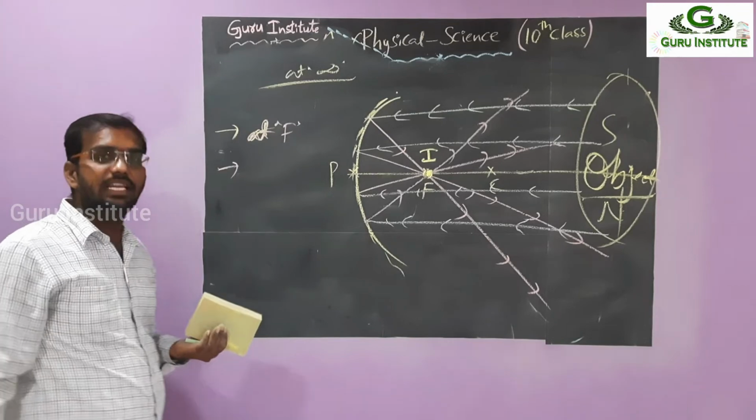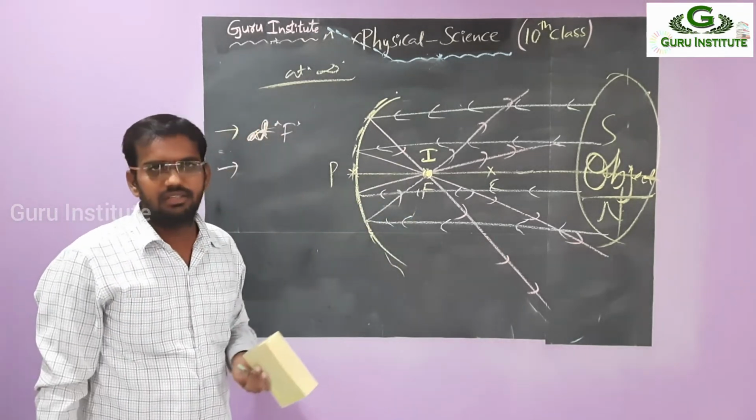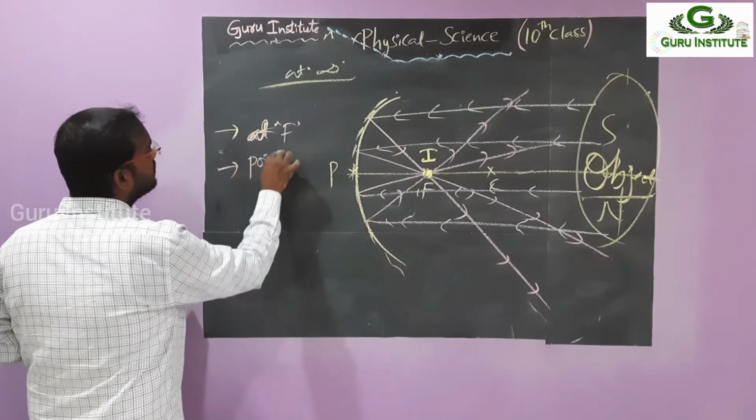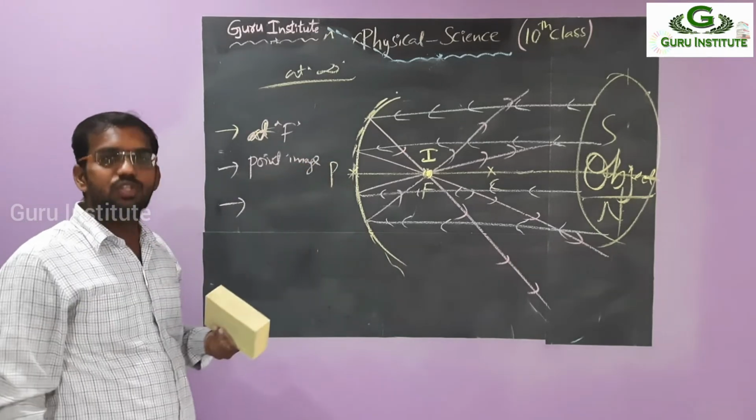So then what is the size? What is the size of this one? Is it enlarged or diminished? We can't say that, right? It is just a point. So it's a point image. Then the last one, is it real or virtual?